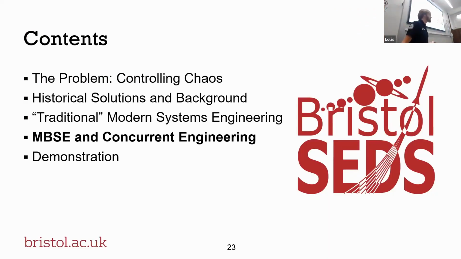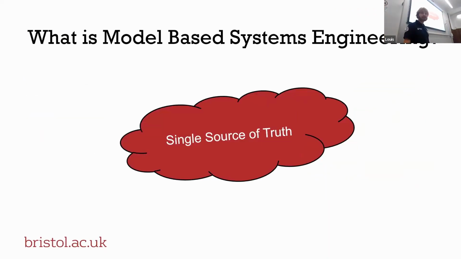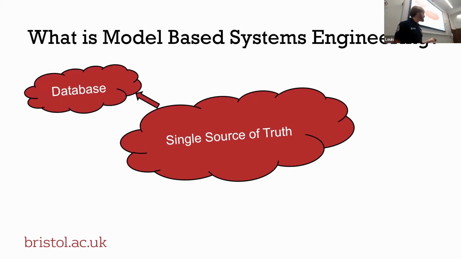Moving on to model-based systems engineering and concurrent engineering. Model-based systems engineering, or MBSE, is basically centered around the idea of having a single source of truth, where you have one place where all the correct information about your system exists, and everyone can go and talk to that one source of truth to understand the system and various elements of it, be it requirements or design specs or interfaces or anything like that.